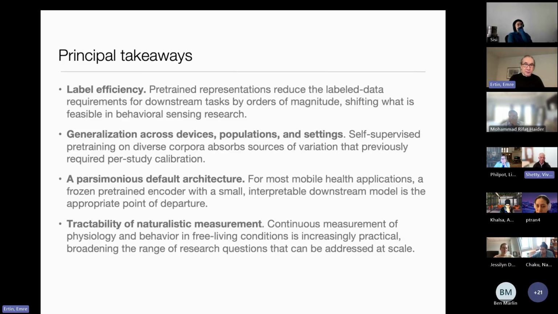This large data space training will help us generalize across devices, populations, and settings. And this allows us basically a structure that we could deploy at edge devices. And hopefully, given the models were trained in free living conditions, that will broaden the range of research questions we can answer with the current techniques we have.